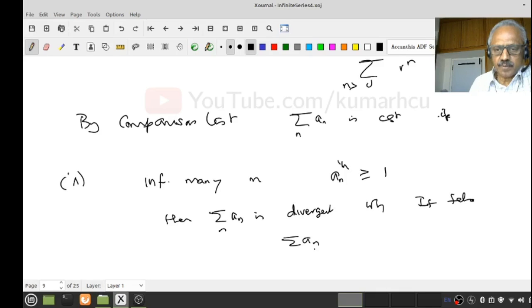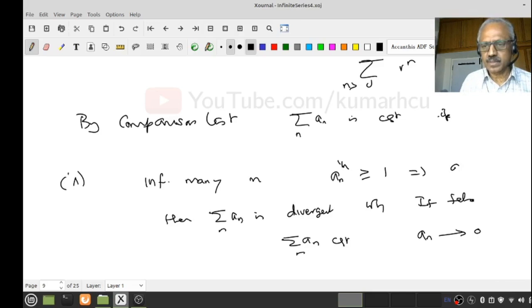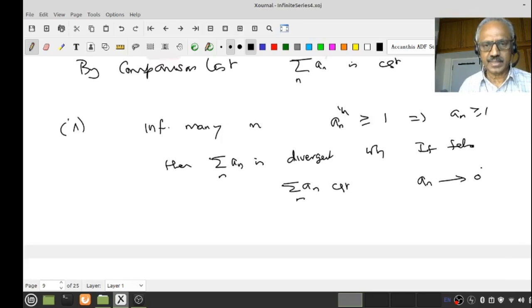This is convergent. But if it is convergent, what do I know? a_n must go to 0. The sequence a_n should be the null sequence. It should converge to 0. But this implies a_n is greater than or equal to 1. So it cannot be convergent. You understand that? Yeah, that's it. Proof is over. Okay. Right?